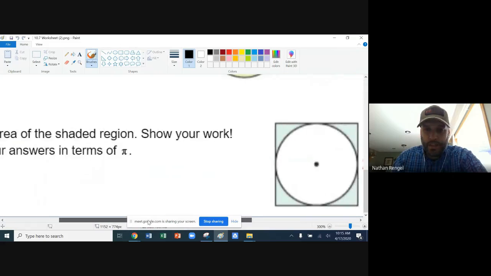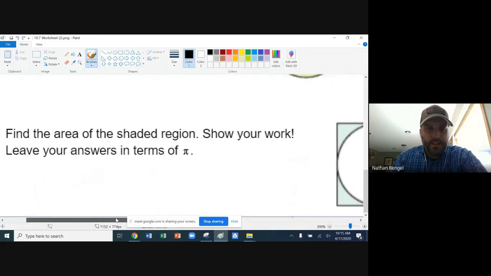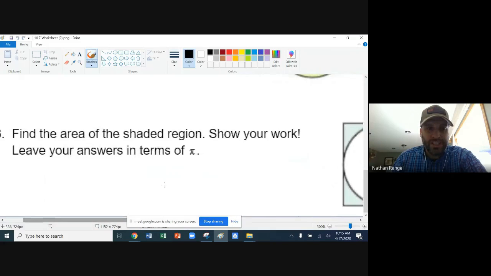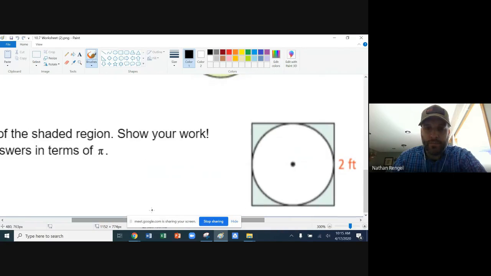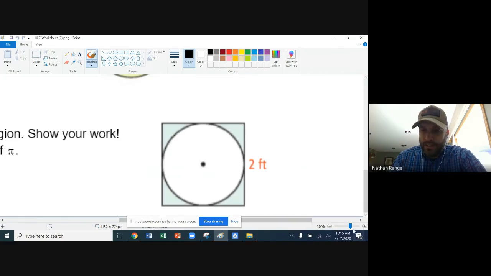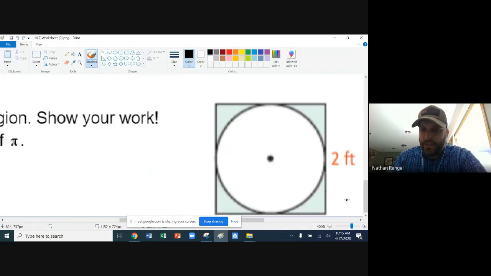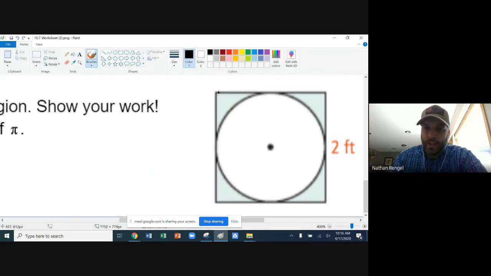regions. All right, so it says find the area of the shaded region, show your work, leave your answer in terms of pi. So we'll talk about what that means as well. So first, the process of finding the area of just the shaded region. So the area of this complete square, so if I look at this square, it's a 2 by 2 square, would be a total of 4 feet squared.